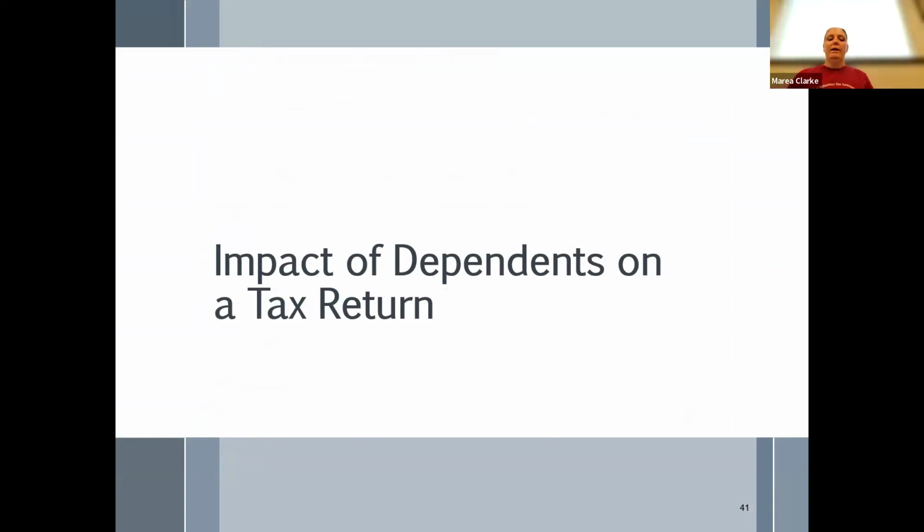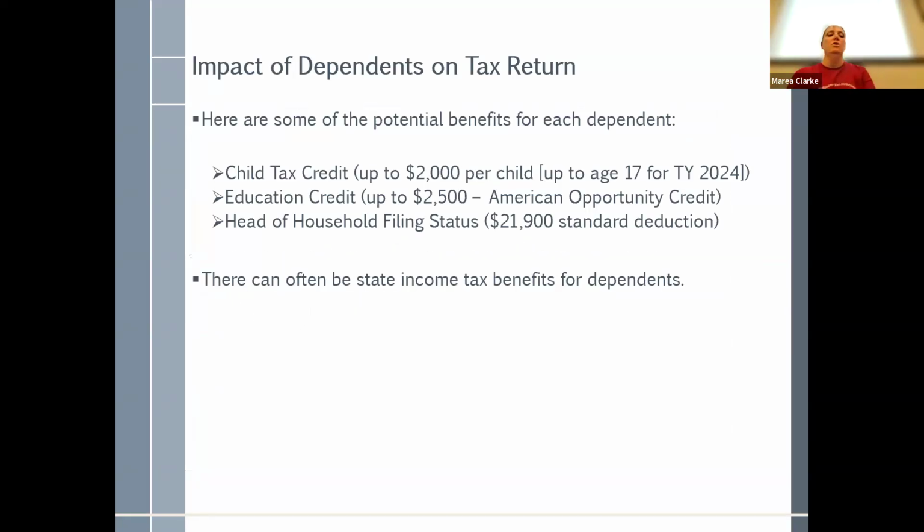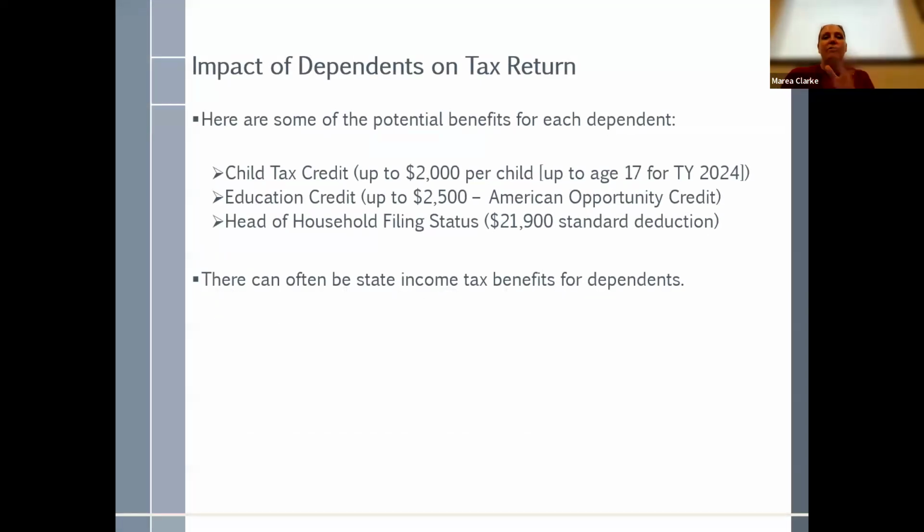Okay. All right, let's talk about the impact of a dependent. The primary impact is either enabling you to claim a filing status, like head of household or qualifying surviving spouse, or to help you claim credits. Child tax credit, up to $2,000 for every child that you have. Ooh, because that's so much less than what a child costs. But still, $2,000 is great. Education credits, up to $2,500.